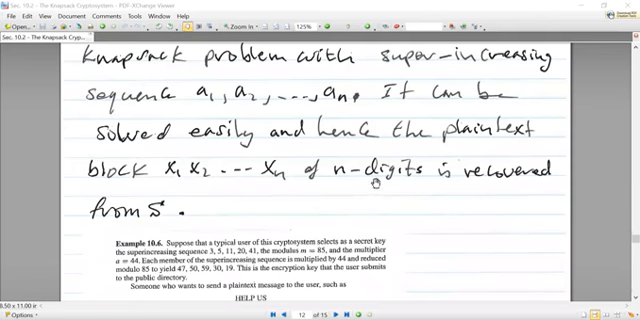So once again, this crypto system, its security is based on the inability to solve a particular type of problems in computers.